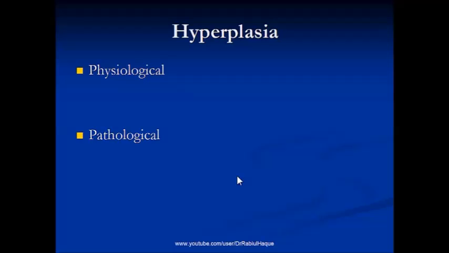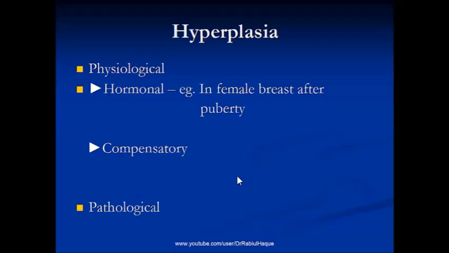Now, physiological hyperplasia can occur in two ways. One is known as hormonal and the other one is compensatory hyperplasia. Okay, compensatory. Now, can you give me an example where we are having increase in number of cells due to hormonal reasons?